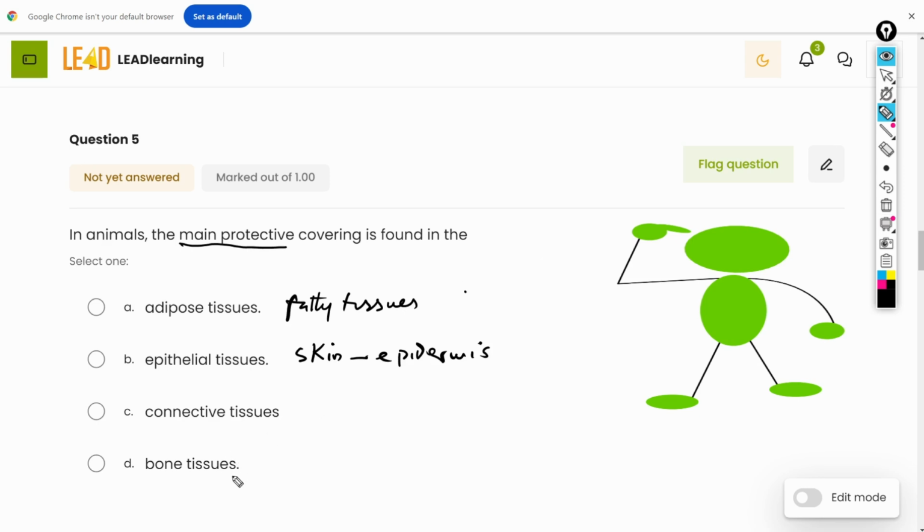Of course, bones are inside. In fact, the bones are also covered by the epithelial tissues. Bones are covered by the skin or the muscles. So our correct answer is the option B, epithelial tissues.